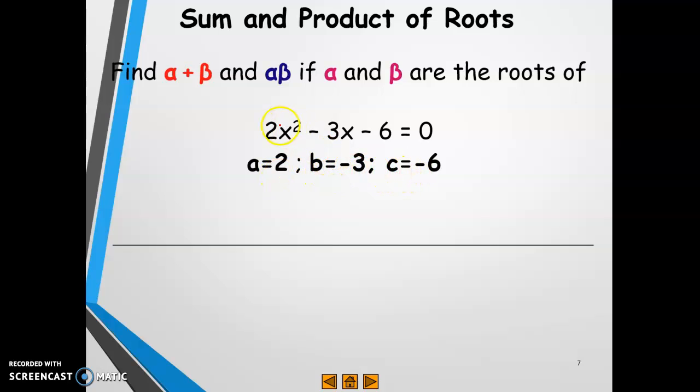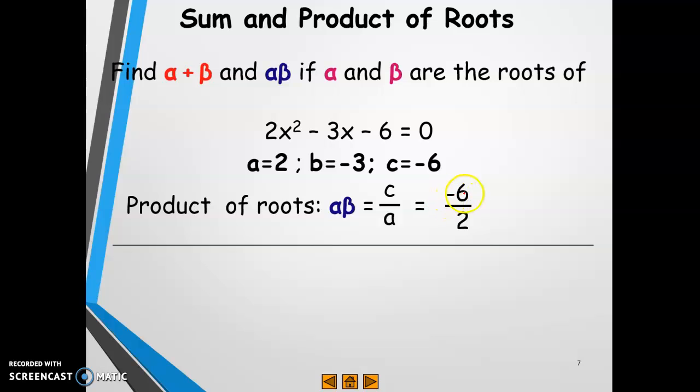Alright? So it doesn't matter if A is greater than 1 or A is equal to 1. Okay? As long as it has values there, that's okay. So now you have A as 2, B is negative 3, and C is negative 6. So you can just get the product by using the formula C over A. So our C is negative 6 and our A is 2. So negative 6 over 2, that's negative 3.